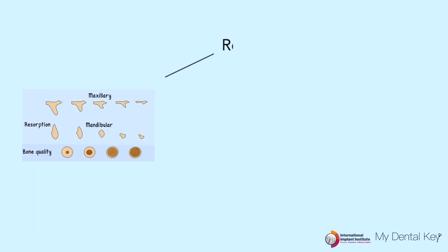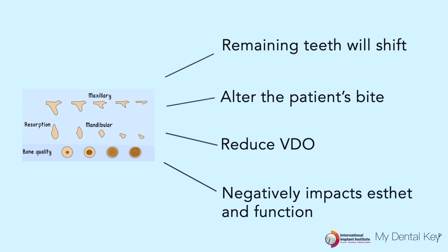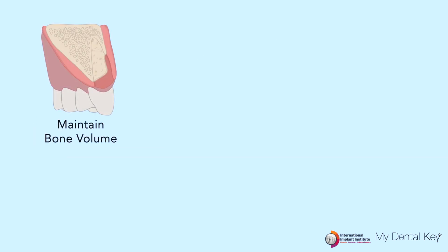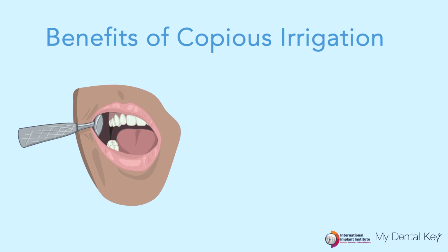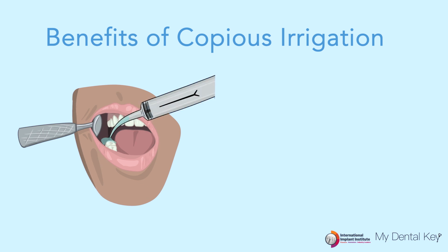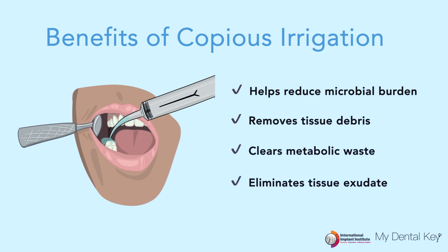This resorption can cause the remaining teeth to shift, alter the patient's bite, and reduce the vertical dimension of occlusion, negatively impacting both the patient's aesthetics and function. Socket grafting helps maintain bone volume, prepare the extraction site for future implants, and improve overall restorative and aesthetic outcomes. After atraumatic extraction, copious irrigation helps to reduce the microbial burden through removing tissue debris, metabolic waste, and tissue exudate. This ultimately helps to promote healing.